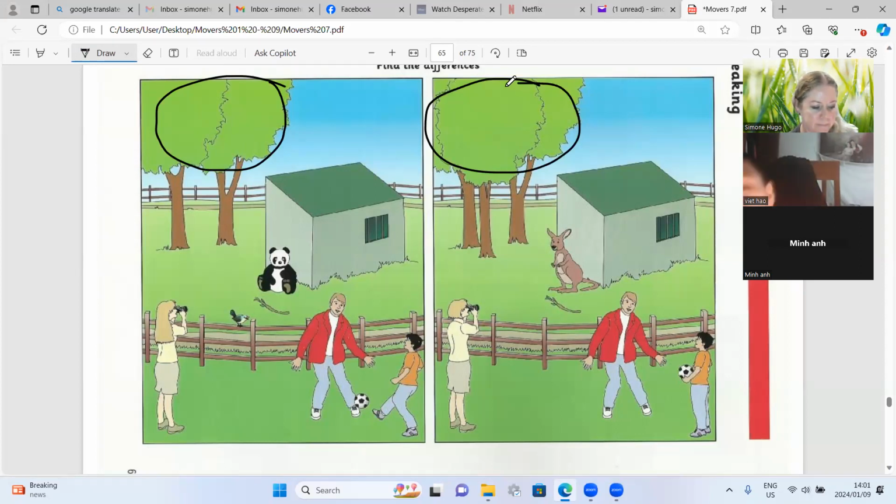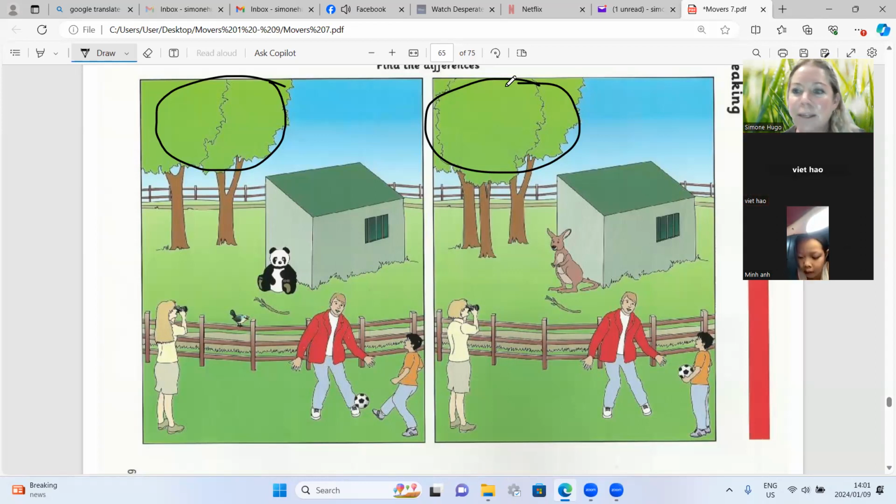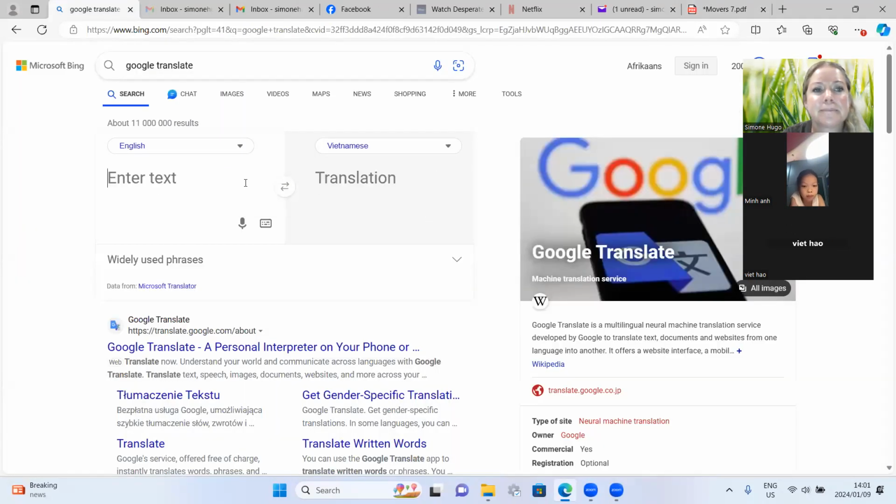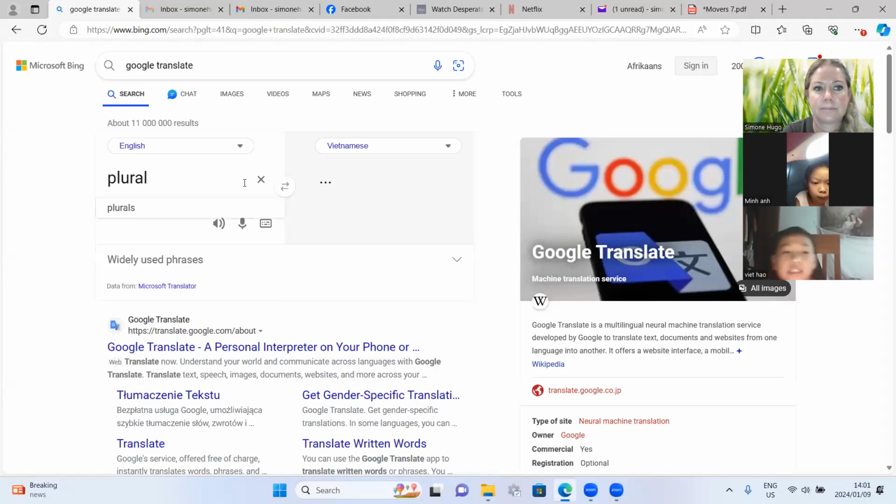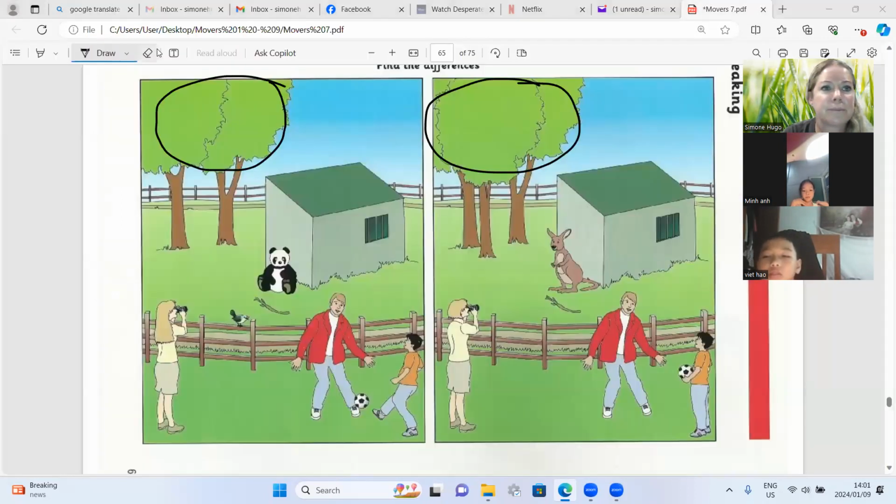In the first picture, there are two trees, but in the second picture, there are three trees. Okay, when it's more than one, we add an S to make it plural. For plural, we say trees. Trees. Trees.